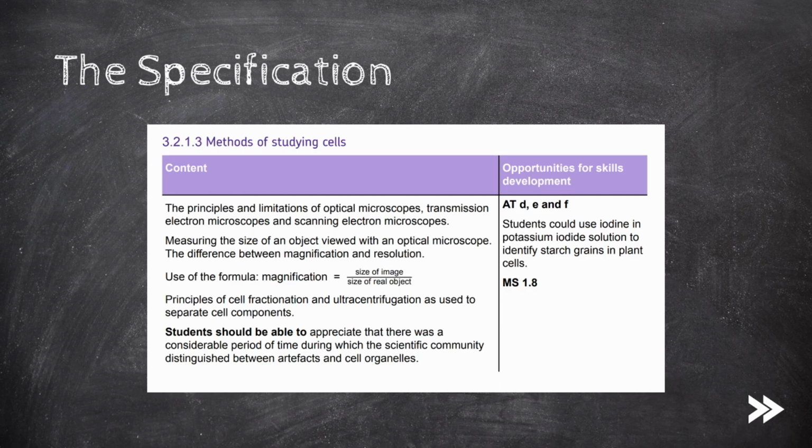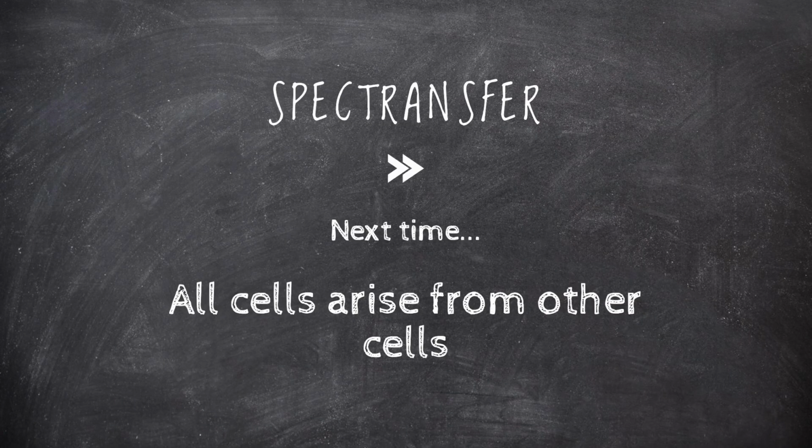Great, that would be methods of studying cells covered. We have covered the principles and limitations of optical microscopes, as well as transmission and scanning electron microscopes. We know how to measure the size of an object viewed with an optical microscope, as well as the difference between magnification and resolution. We have also covered that magnification equals the size of an image divided by the size of the real object. And finally, we covered the principles of cell fractionation and ultracentrifugation and how they are used to separate cell components. That would be it for now, guys.